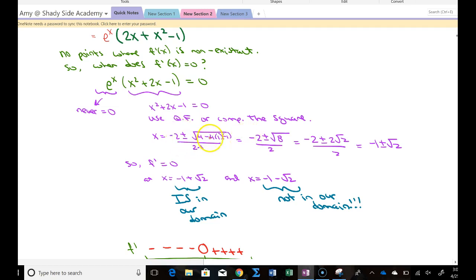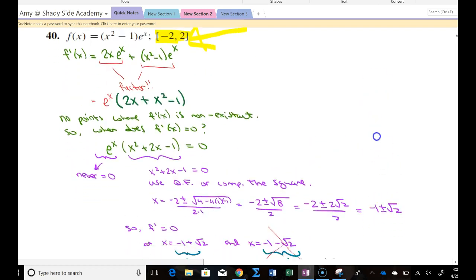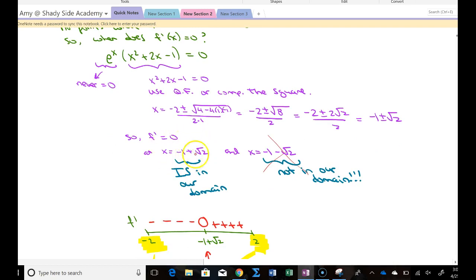If you use the quadratic formula though, look, all of this just simplifying, that makes my life easier. And then I have these two critical points. When f prime equals 0, x is negative 1 plus radical 2, x is negative 1 minus radical 2. This is not in the domain of negative 2 to 2. Only this is in our domain.